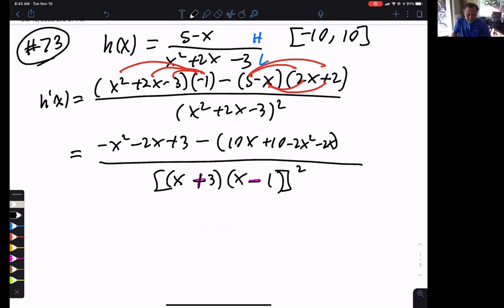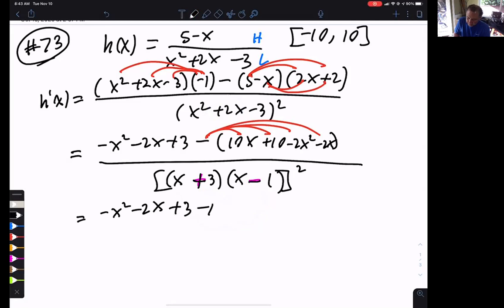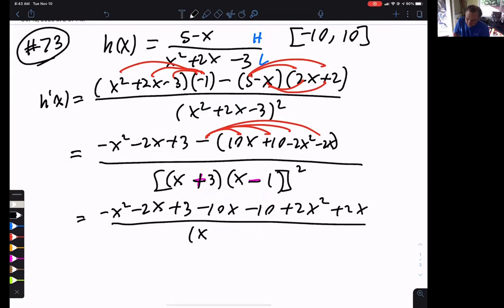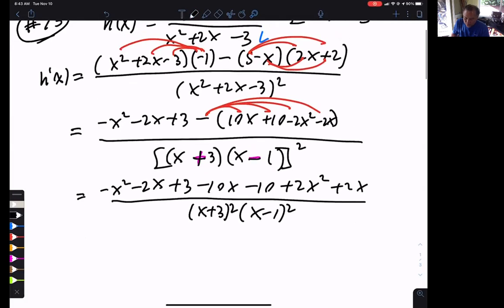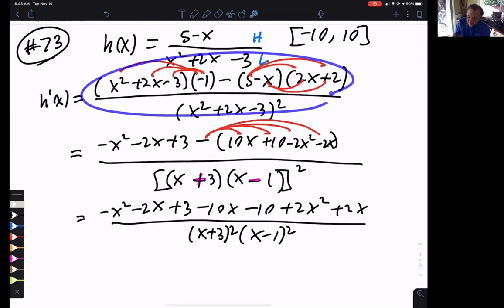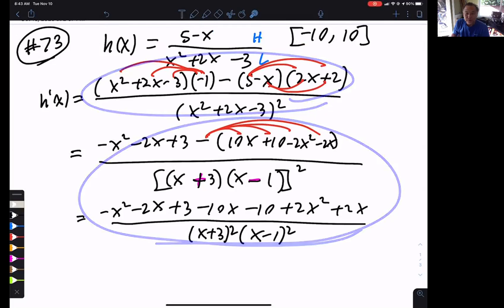Now the top can be simplified more. I have to distribute this. Actually, yeah, we'll distribute first, then combine like terms. I probably should have combined like terms first, but not that big of a deal. Minus 10x minus 10 plus 2x squared plus 2x, all over, and I will write this like this now. I'm just squaring the whole bottom. This is crazy. A lot of algebra. So the only calculus we did was that. All of this has just been algebra so far.